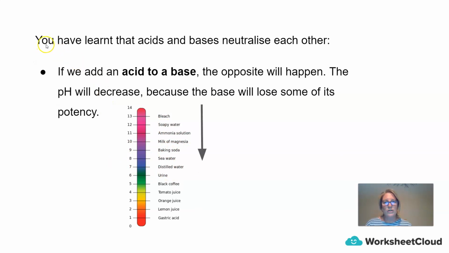And we have also learned that acids and bases neutralize each other. So if we add an acid to a base, the opposite will happen. The pH will decrease because the base will lose some of its potency. And again, it does not mean that if we add an acid to a base, we'll end up getting a neutral pH.